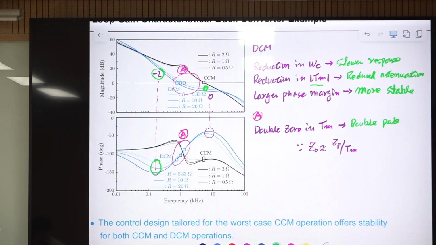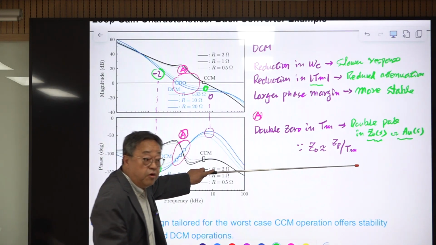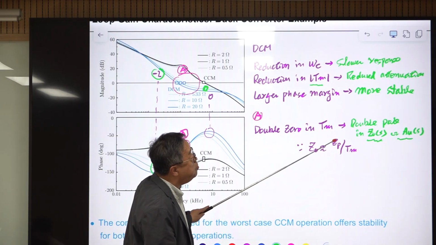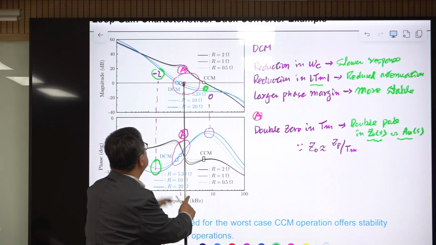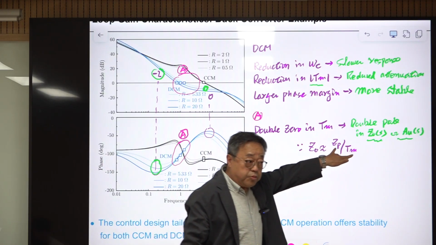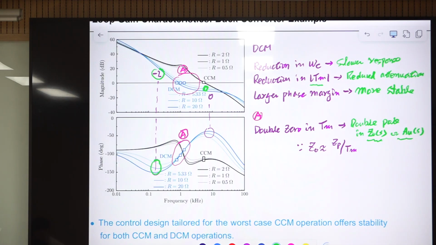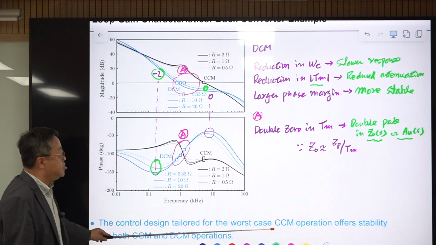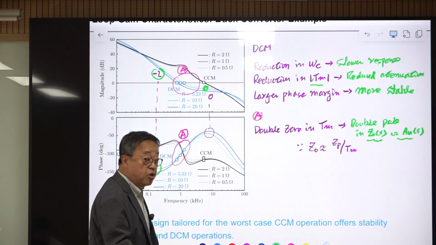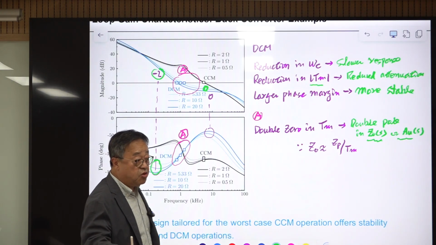Double pole. This is, for example, the closed loop output impedance or the closed loop input to output transfer function called audio susceptibility. So there is a double pole, which is entirely different from the CCM dynamics. The reason I wrote this is that the output impedance is determined by the open loop, which is the same, and the loop gain, which has a double zero, is coming in the denominator. So this closed loop transfer function should have a double pole at the loop gain crossover frequency of the DCM converter. Due to this factor, the control design tailored, meaning designed, for the worst case CCM operation offers stability. The converter remains stable. Sometimes it becomes even more stable than the case of CCM.